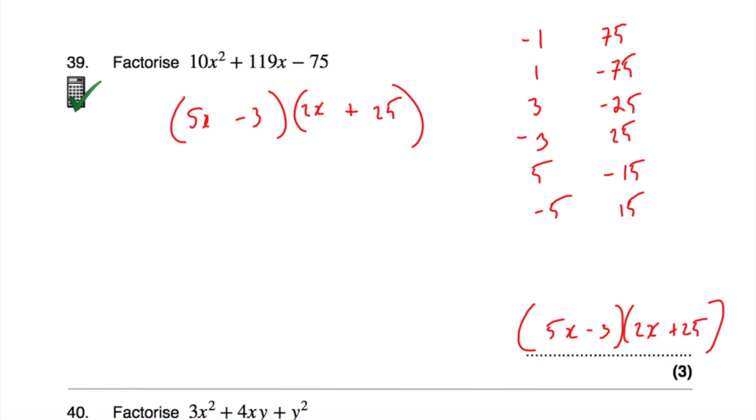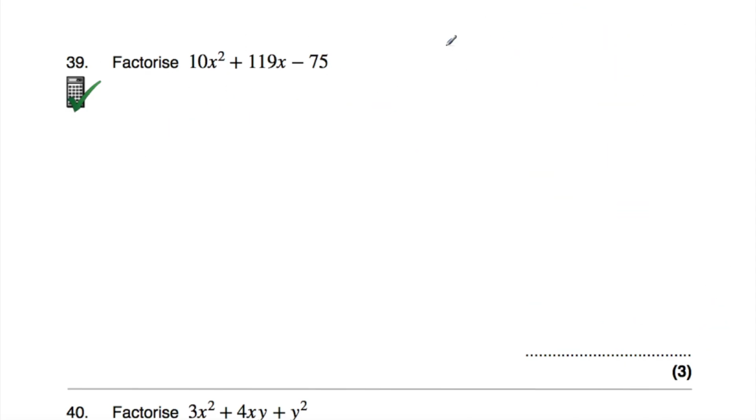Okay, so that was using inspection. Now let's have a look at using the split in the middle technique. So let's get rid of that. Okay, so if we were using the split in the middle technique for this question, we would times together the A and the C. So we're going to do 10 times minus 75, and that would be equal to minus 750. So we want to find two numbers that whenever we times them together, we'll get minus 750, and when we add them together, we'll get 119.